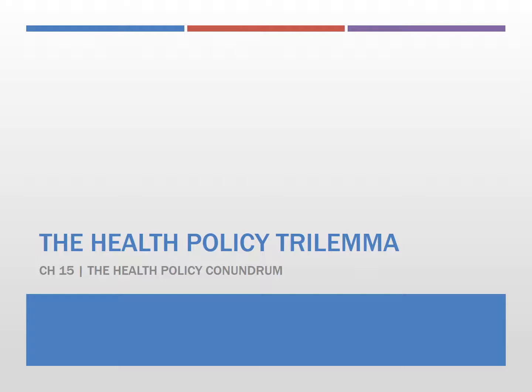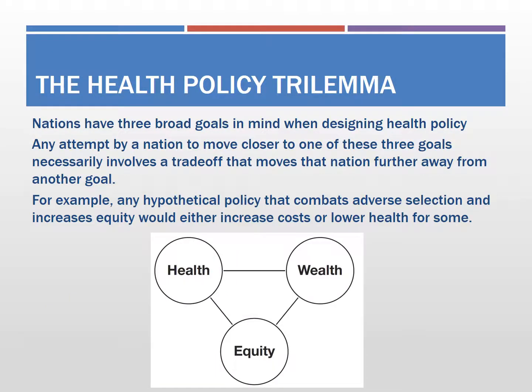So in this section, we are going to talk about the policy trilemma. There are several things that we would like to achieve in any public policy, and the three elements that we talked about earlier are basically the trilemma in healthcare policy. In general, we're always trying to achieve the maximum of health, the maximum of wealth, and the maximum of equity in any policy, or healthcare policy specifically.